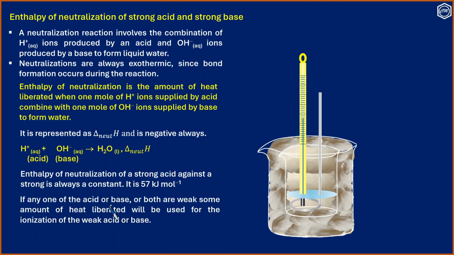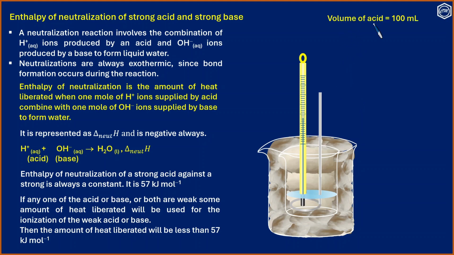If any one of the acid or base, or both, are weak, some amount of heat liberated will be used for the ionization of the weak acid or base. Then the amount of heat liberated will be less than 57 kilojoules per mole. For doing the experiment, we need the following solutions. 100 ml acid of concentration 1 molar. Base also is 100 ml. Molarity of base also is taken as 1 molar.